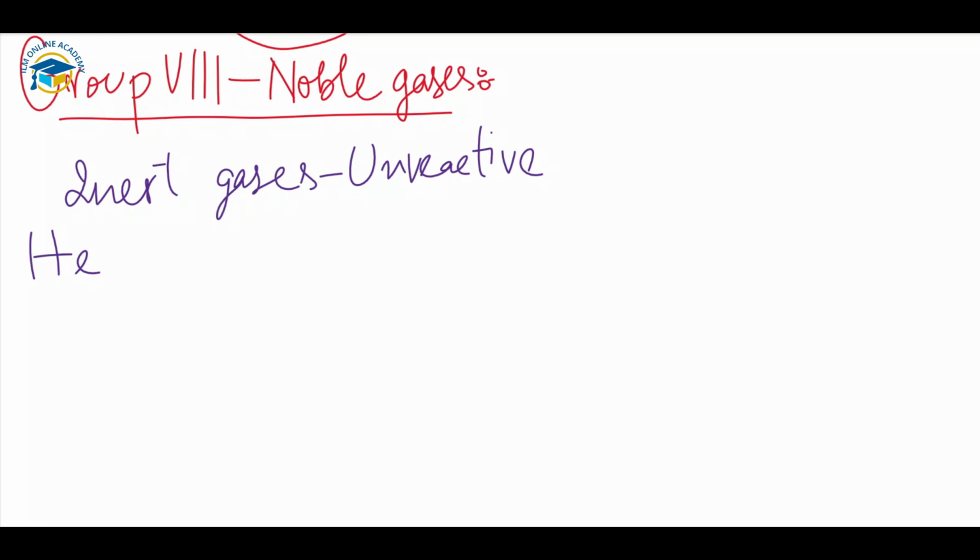We have helium, neon, argon, krypton, radon, and xenon. All these are the noble gases. The use of the noble gases depends upon their reactivity. Helium is used in airships and balloons because it is light and unreactive. Argon is used to fill incandescent light bulbs because it will not react with the filament even at high temperatures.